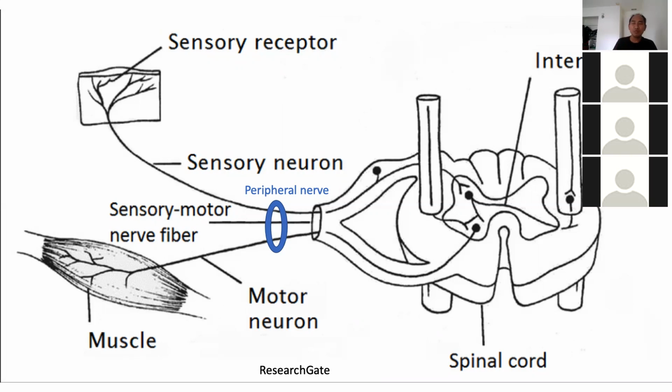So how can we classify these receptors in a different way? The way we classify touch, temperature, and pressure depends on the function of the receptor. But if we classify the receptors in a different way, these receptors are exteroreceptors, which are exposed to the environment.